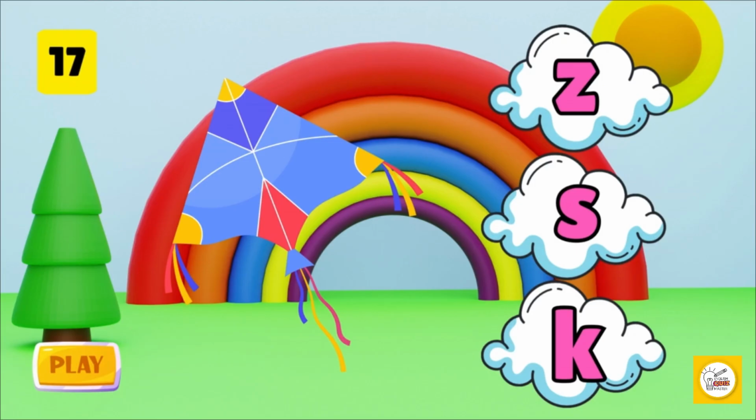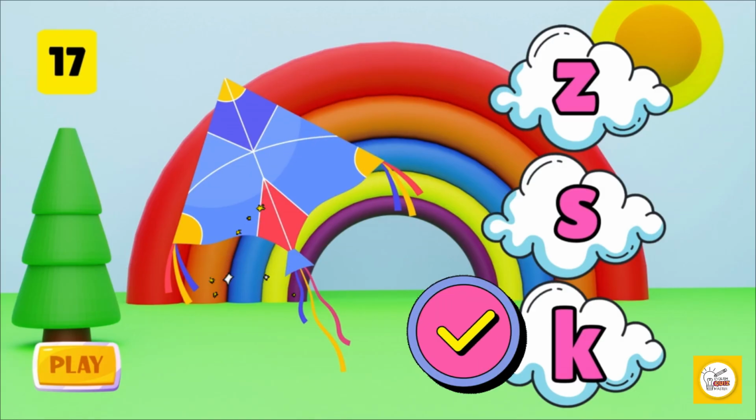What's the beginning letter? The beginning letter is K. That's right. The word kite begins with the letter K.